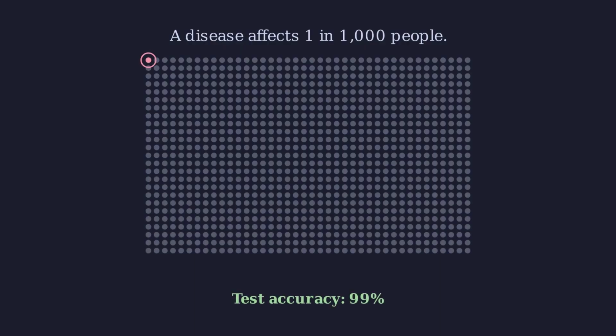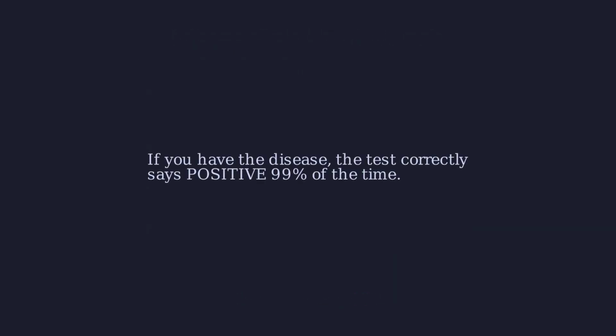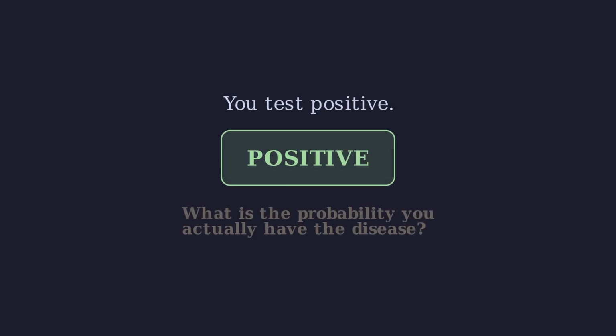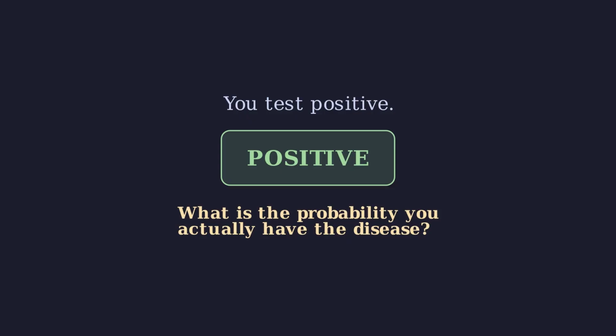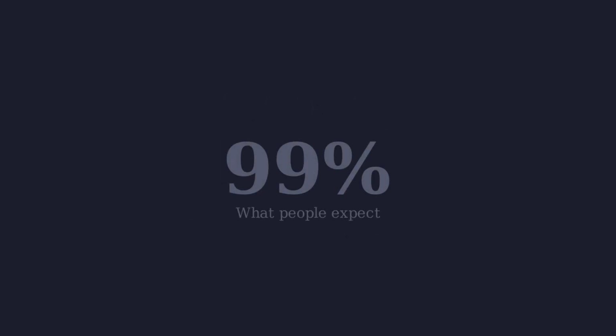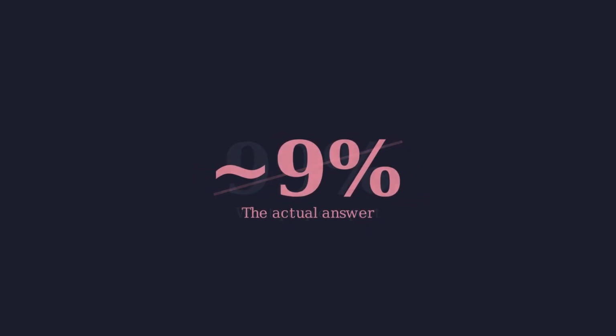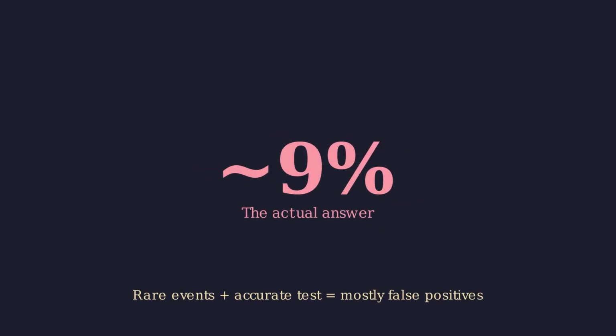Here is a well-known example that confuses almost everyone. A disease affects 1 in 1,000 people. A test for the disease is 99% accurate. Meaning, if you have the disease, the test will correctly say positive 99% of the time. You test positive. What is the probability you actually have the disease? Most people say 99%. The test is 99% accurate, and I tested positive, so I probably have it, right?